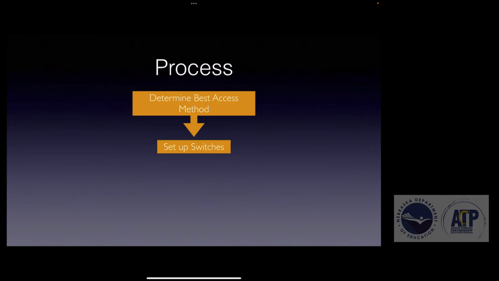The next step you're going to do is you're going to set up the switches, and we'll walk through that on the iPad in just a little bit. We'll set up basic switches. That is that first process of setting up switch control. Then you're going to select the scanning method, and we'll talk about those scanning methods in a little bit, and hopefully we'll get to a quick demo of what the different scanning methods are.